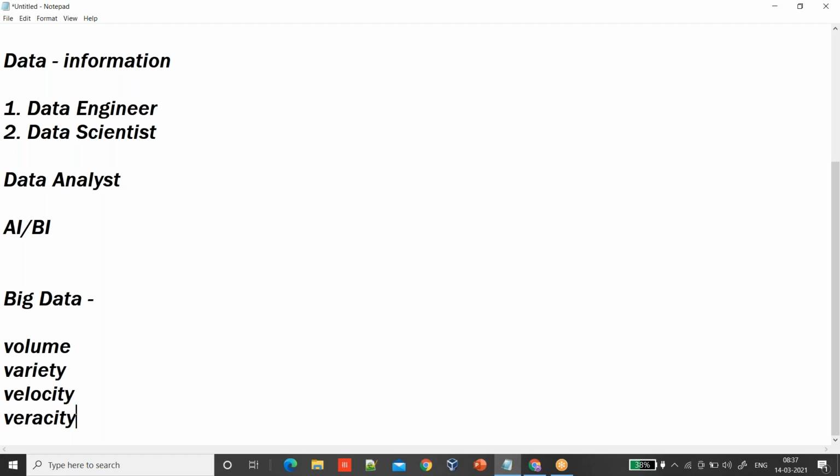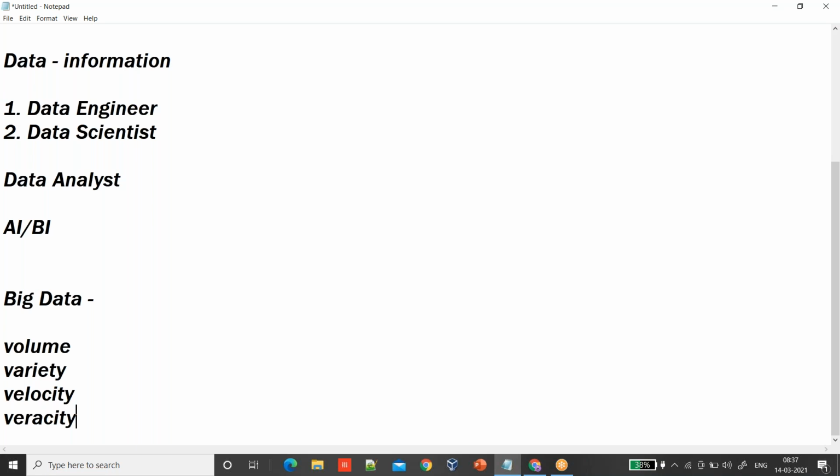Talking about variety, for structured data, you have RDBMS to deal with it. Unstructured data, you have no tool which can deal with it. Semi-structured data, though you have some tools, they are not as flexible as your big data stack.